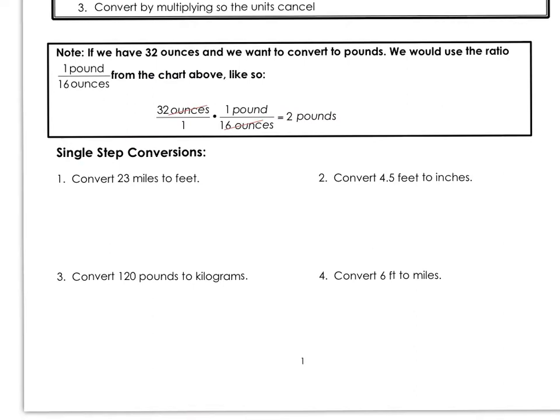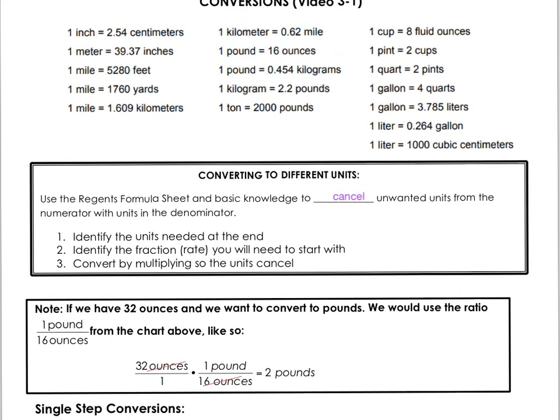So note, if we had 32 ounces and we wanted to convert to pounds, we would use the ratio 1 pound is 16 ounces. And find that by looking up here. So basically we know we want ounces to change to pounds. So I need to find something up in here that has ounces and pounds. That's where I get the 1 pound is 16 ounces. That's the ratio I'm going to use.